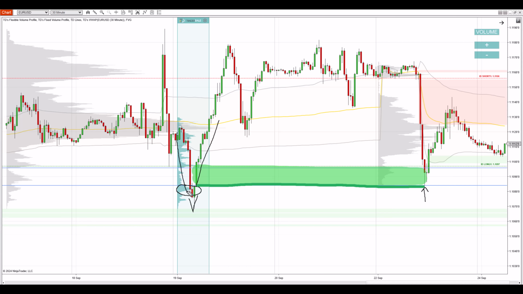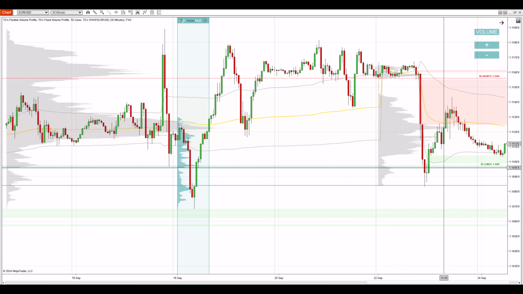It was the combo of those two, the volume profile and the fair value gap, that told me that this is a strong level to go long from. And that's why I entered the long from here, as I showed you in that video a couple of days ago. All right, so that's how I combine volume profile and fair value gap. But this is a trade which has already played out.